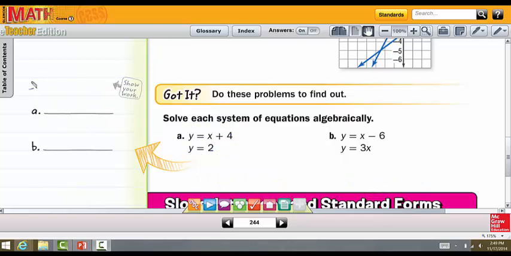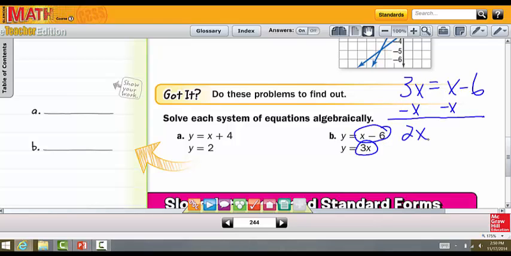Now let's take a look at B. In this case, we have y equaling x minus 6 and also 3x. So we can make the equation 3x equals x minus 6. These two things here. And we can recognize that we have a variable on both sides, so we're going to subtract x from both sides of the equation with 2x equals, this is a zero pair, so negative 6, divide both sides by 2, and we have x equals negative 3.